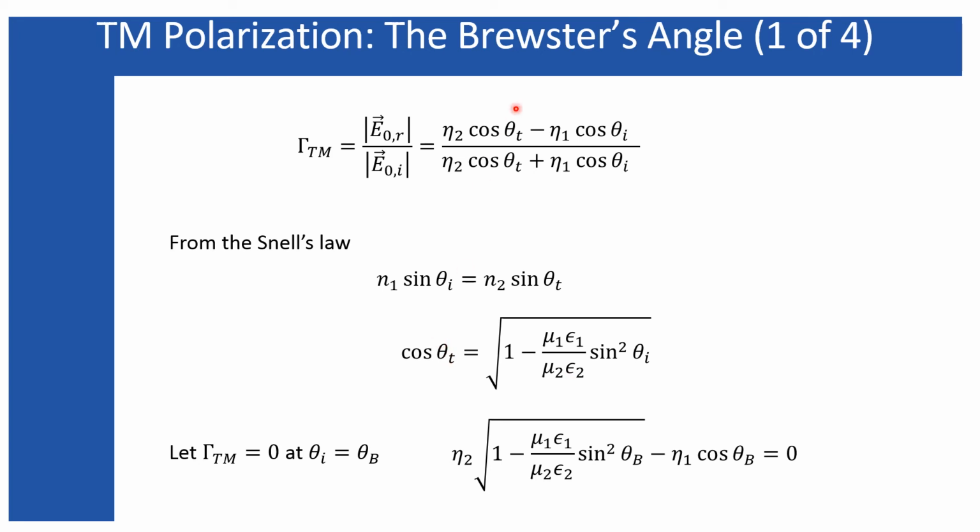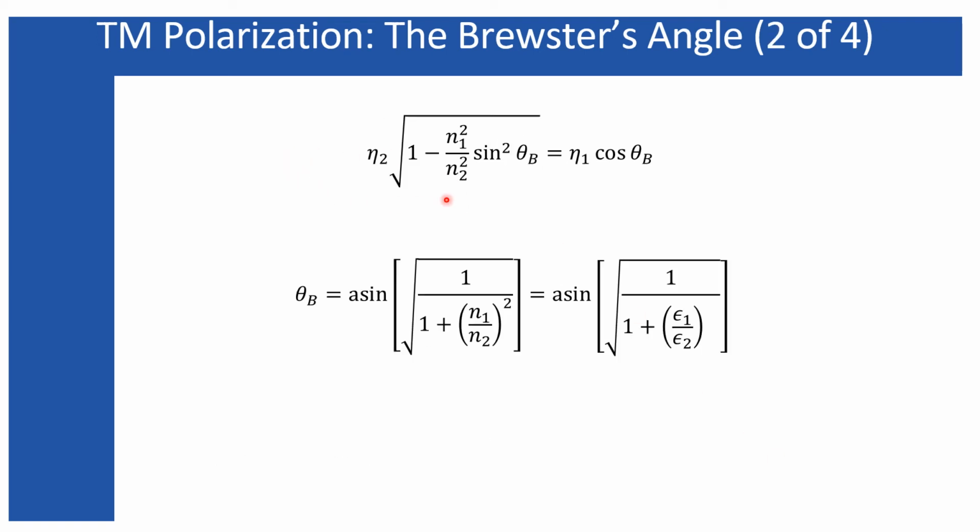Now after replacement over here, in order to make this reflection 0, I'm considering that theta I will be equal to theta B. At that angle, the Brewster's angle, the reflection goes to 0. So if you make this part 0, you'll have only this part equal to 0. So eta 2, that represents the intrinsic impedance of medium 2, times this factor, minus the intrinsic impedance of medium 1 times this cos theta B, as I have replaced theta I by theta B, equals 0.